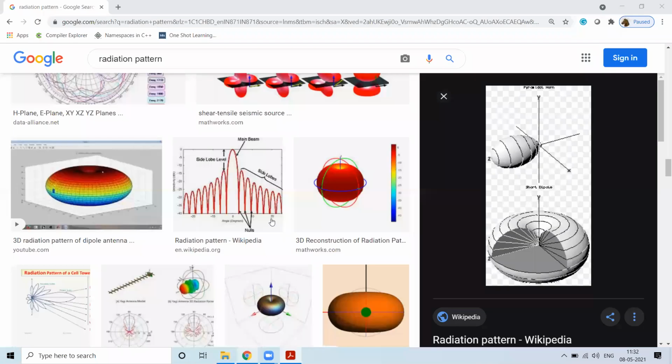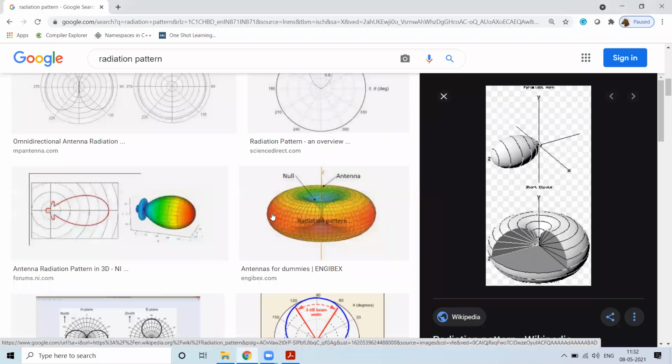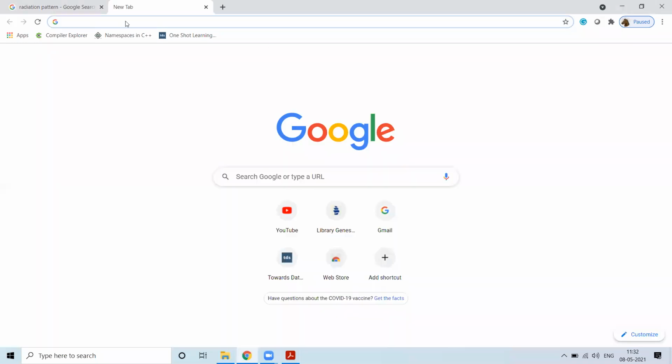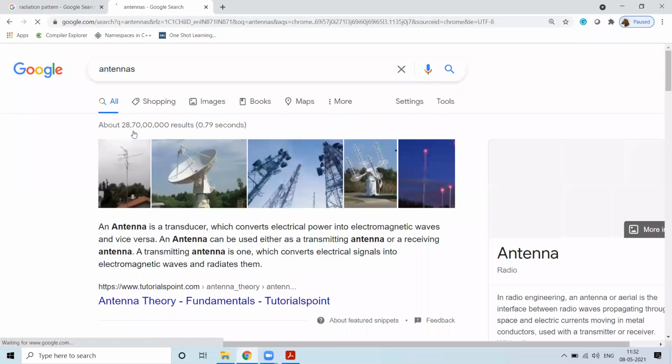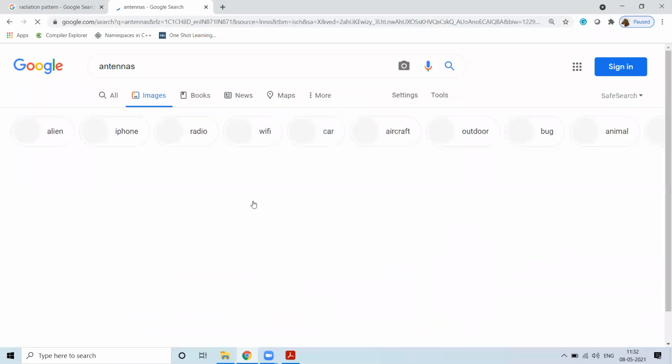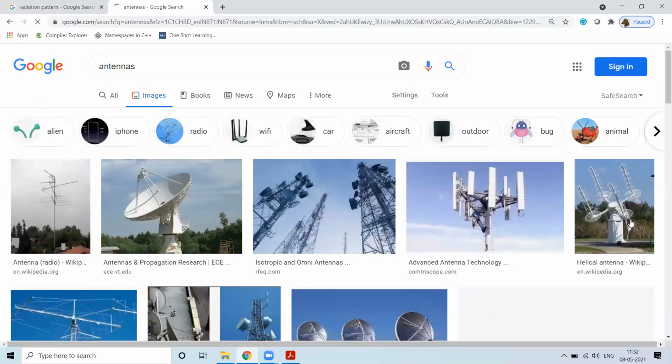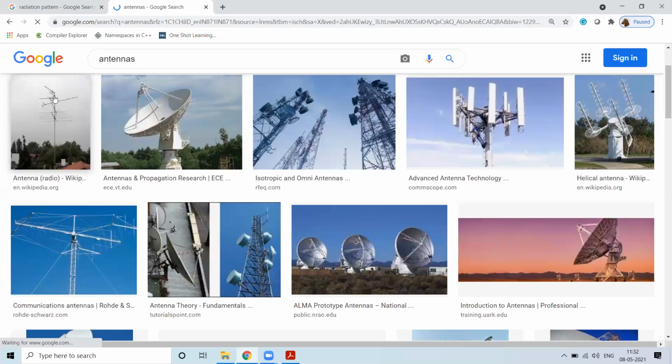So for example, I have just opened one web page. All of us have seen different kinds of antennas, right? Here we can see different antennas which are present. For example, this is a parabolic antenna. This is a Yagi-Uda antenna, which is an array structure. Then we have the spiral antenna, that is the helical antenna. So these are different antennas which are present.